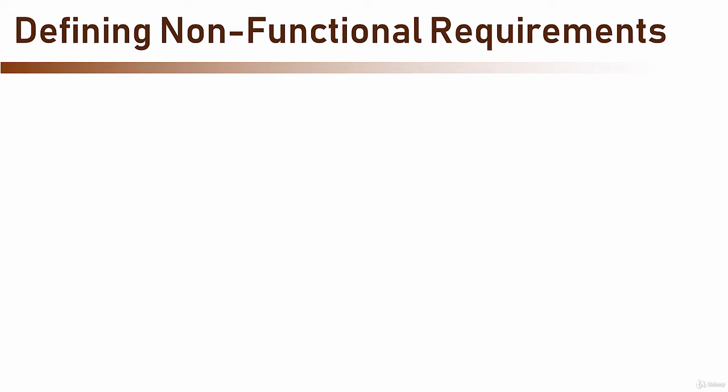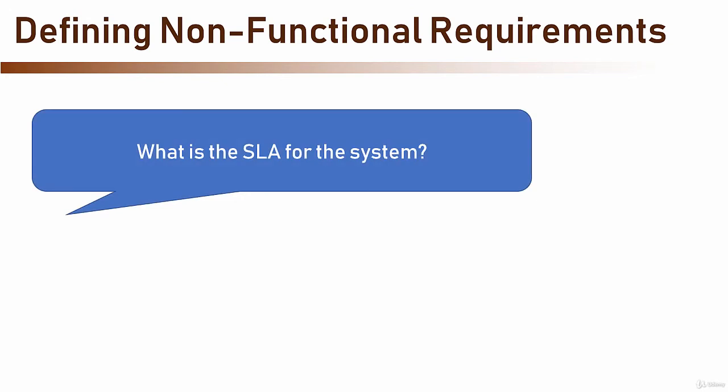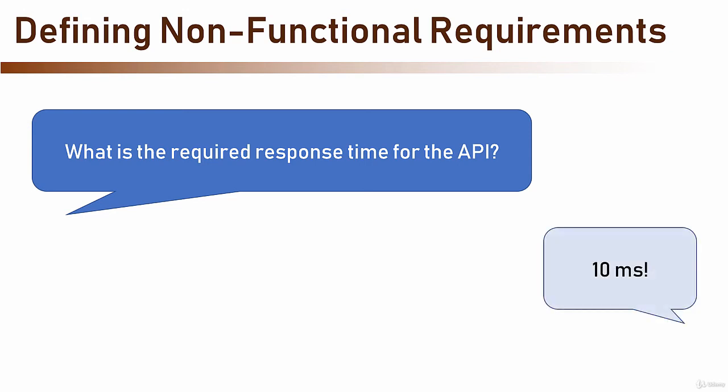Most of the time, the client has no idea about non-functional requirements and what the consequences of those requirements are. In my experience, when asked what is the SLA for the system, assuming he knows what an SLA is, the client will usually say, always. When asked what is the required response time for the API, the answer will be somewhere around 10 milliseconds.